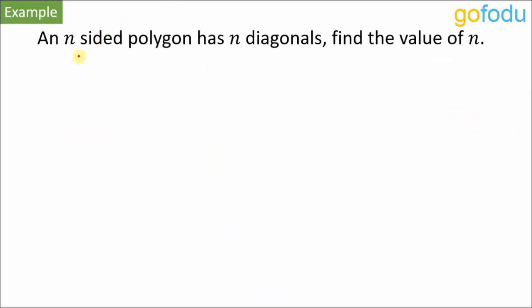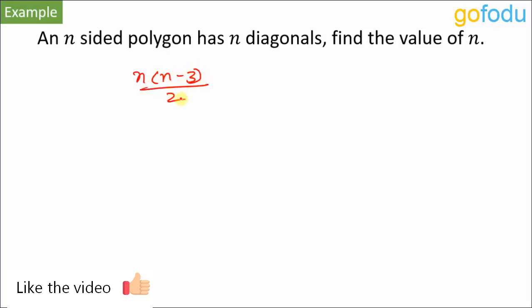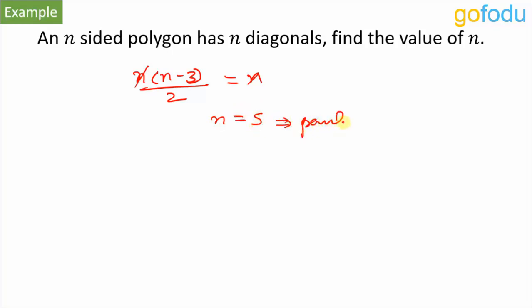This one is simple. An n-sided polygon has n diagonals. Now the number of diagonals in an n-sided polygon is n into (n minus 3) upon 2. This we have seen. And this figure is equal to n as there are total n diagonals. Now n is not 0, so you can cancel it from both sides. n minus 3 will be 2, n will come out to be 5. So it's a pentagon.